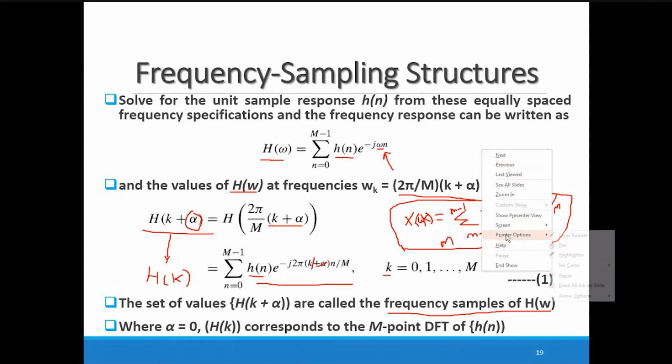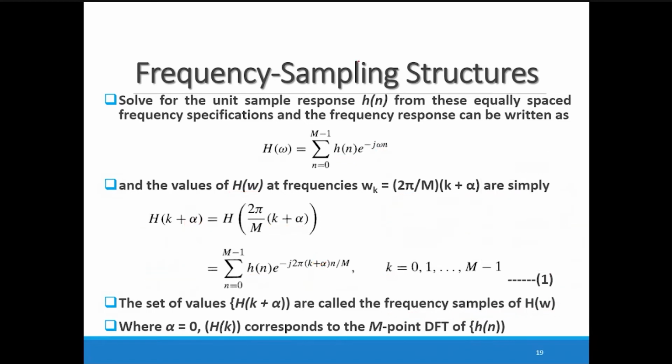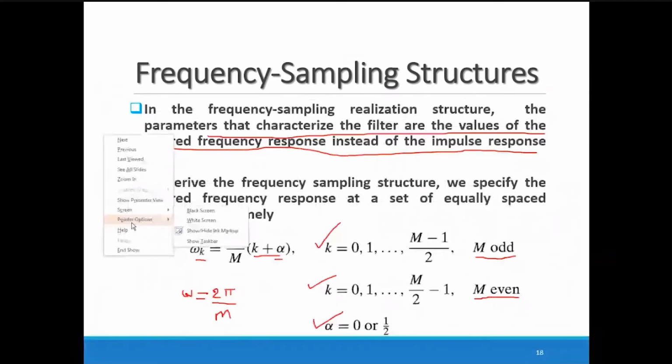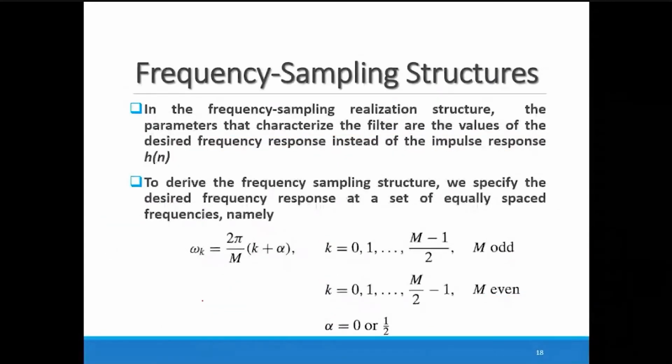These are the initial explanations of the frequency sampling structure. Let me revise again. In the frequency sampling structure, the simple meaning is that instead of taking the impulse response, we are taking the frequency response, but not the entire frequency response, only the frequency response for k number of samples, where the values of k are from 0 to M minus 1. So we divide the entire unit circle by the values of k.